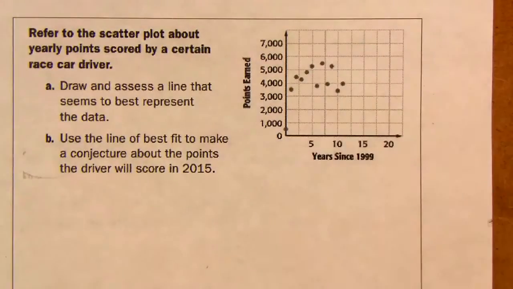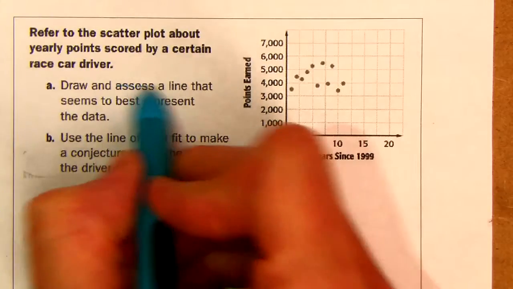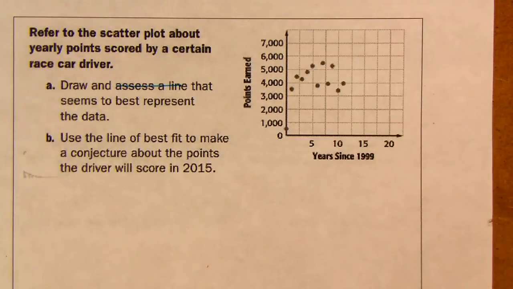Then they ask us to draw and assess. Don't pay attention to assessing the line of best fit. Just draw it, because assessing it is deciding how good it is. Well, if you are drawing a line of best fit, that's because you choose to put it there because you think it's the best one. So obviously your assessment is going to be, hey, it's pretty good, because otherwise why would you put it there?